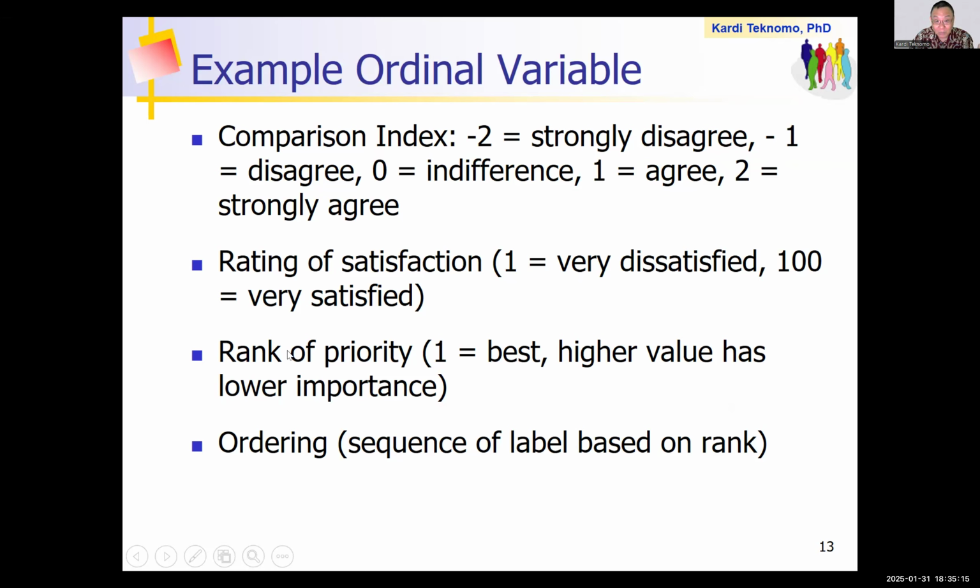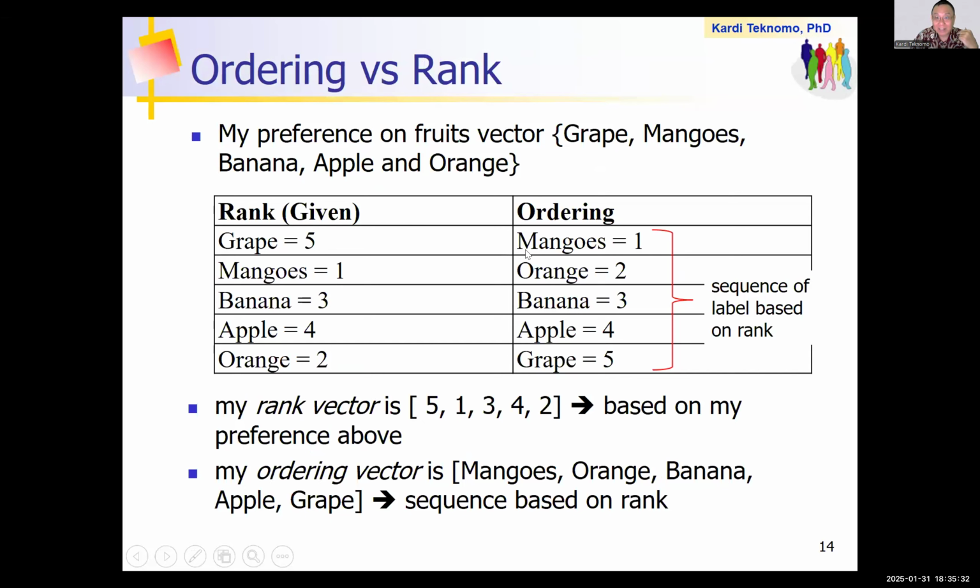Again, you can also do ranking of priority. One is the best. The higher value represents lower importance. You can also do ordering, which is the sequence of labels based on rank. So, what's the difference between ranking and ordering? Here is an example. My preference of fruit is a vector. So I have grape, mangoes, banana, apple, and orange. So in this case, the rank is given by this. So grape is number 5.